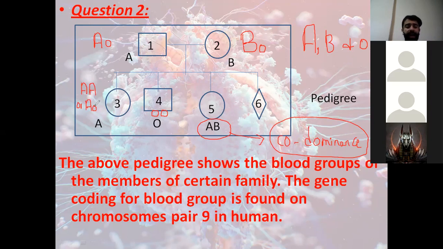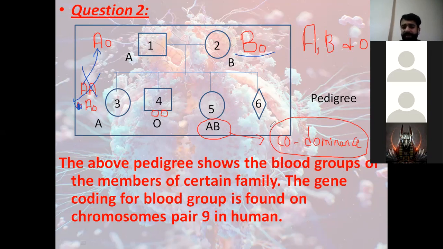So Lynn, you said AA or AO. But A should be inherited from one of the parents and O should be inherited from one of the parents. So it's only AO. It can't be AA. Impossible. Why? Because the other individual has BO, so where would the second A come from? It can't give it. So this one is impossible. It's only AO.